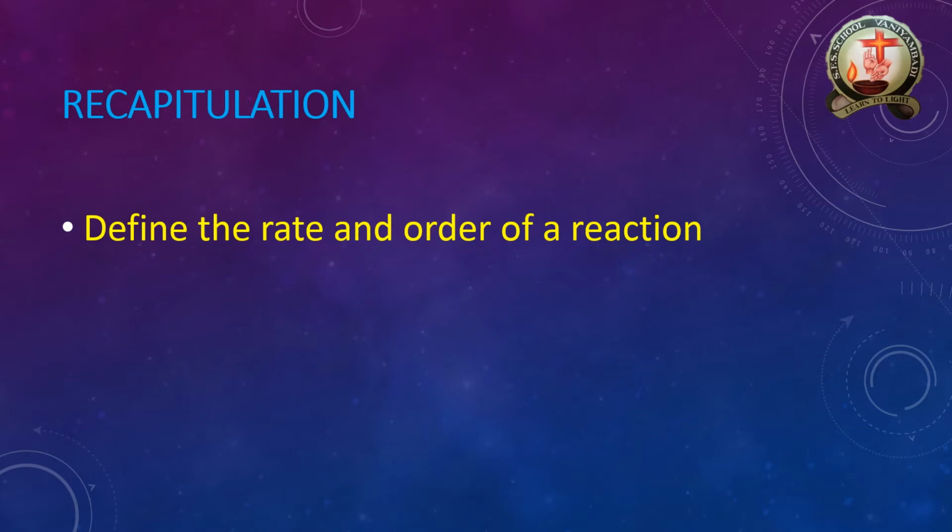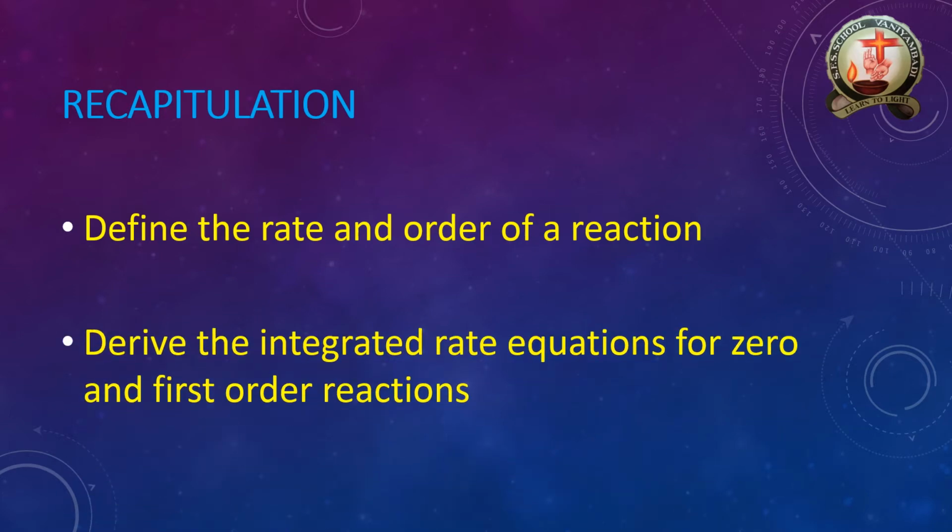The first, define the rate and order of the reaction. Then, derive the integrated rate equation for zero and first order reactions. These two things we learned from yesterday's classes. Okay, then I can give a small introduction about this one. Define the rate of the reaction and the order of the reaction.